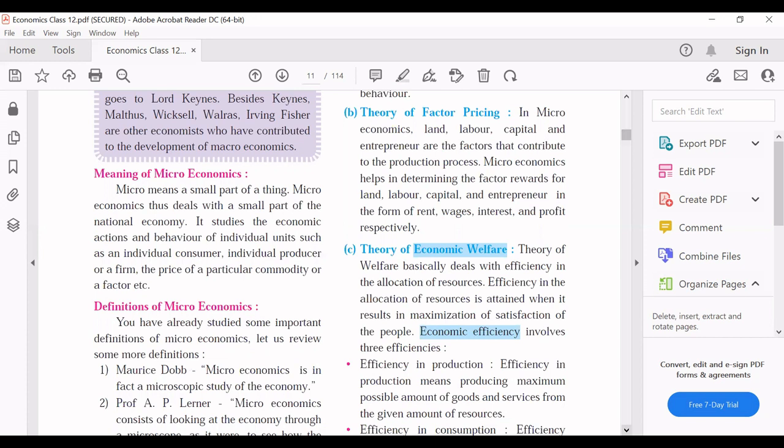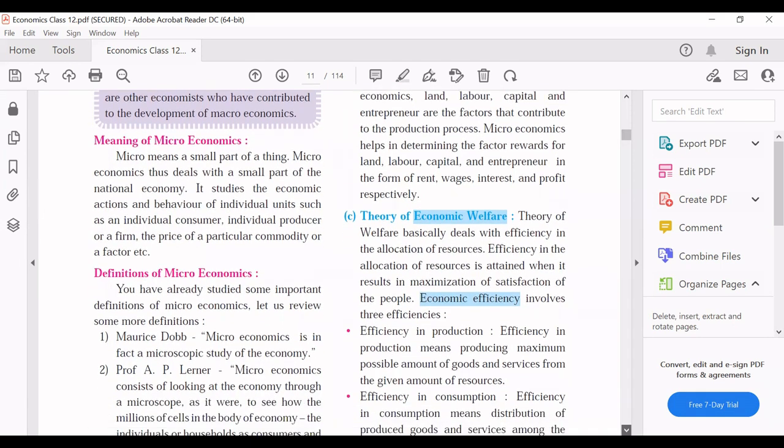The meaning of micro is a small part or millionth part, but what is this micro related to? It's microeconomics, so a micro part of the national economy. Now, this studies only individual units of the economy, be it economic actions or behavior, such as an individual consumer, an individual producer or a firm, the price of a particular commodity or a factor, etc.